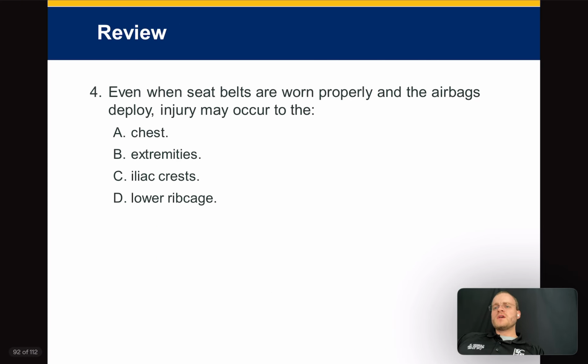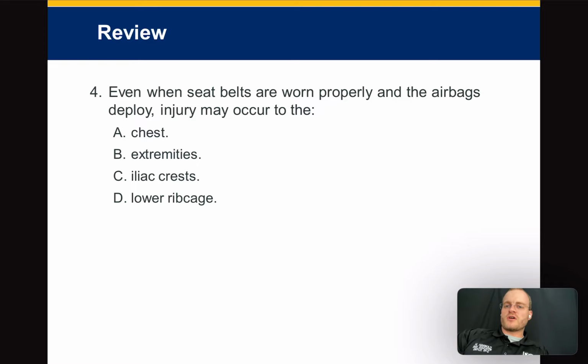Okay? Even when seatbelts are worn properly and the airbags deploy, injury may occur to the... I would say the iliac crest. Okay. That's a tough one because you could get them to all of these, but especially the chest. So the seatbelt goes across the chest, and a lot of times you can break ribs and stuff in the chest that way.